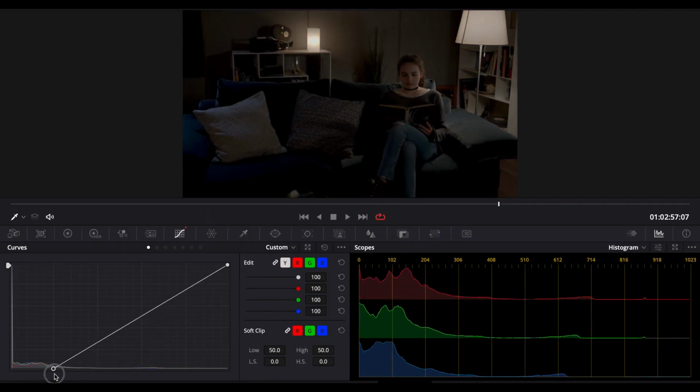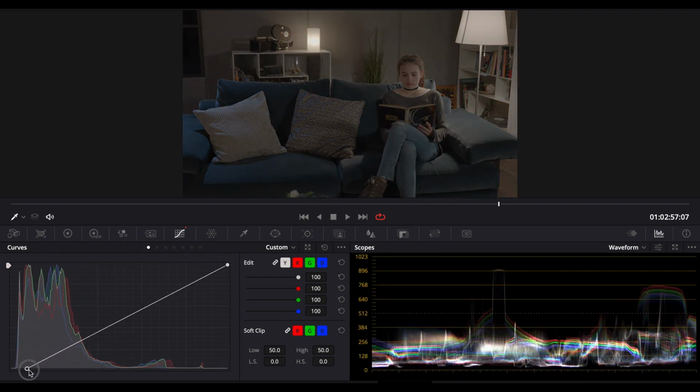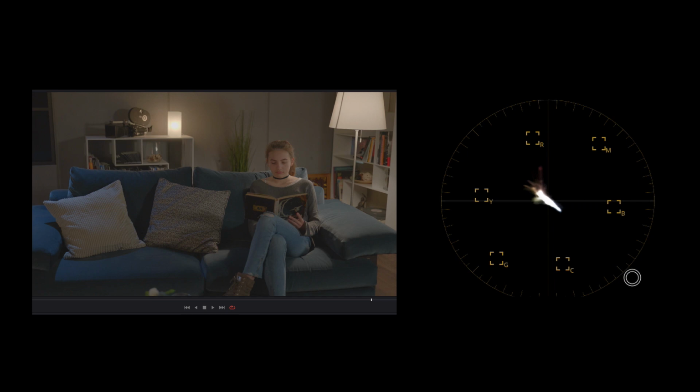In a histogram, the luminance is represented by the dark and the bright points from left to right, in a waveform from bottom to top. In a vectorscope, it is a radial distribution system that goes from the center towards the periphery.